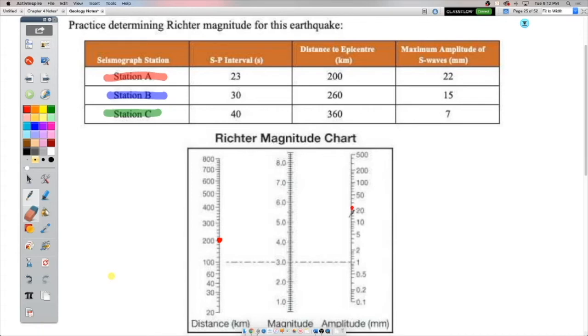Just a quick question here for you. Which one do you think is closest to the earthquake? Station A, station B, or station C?